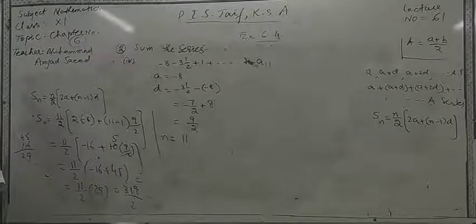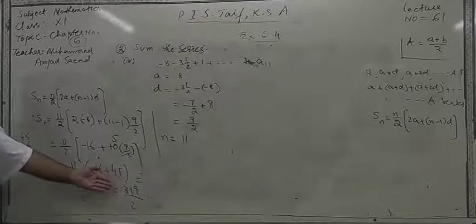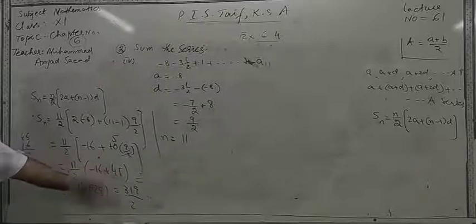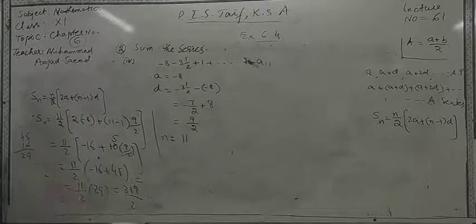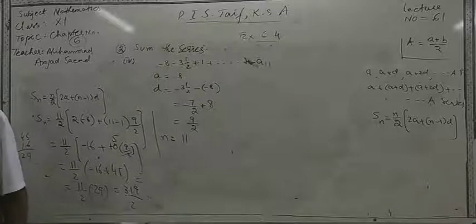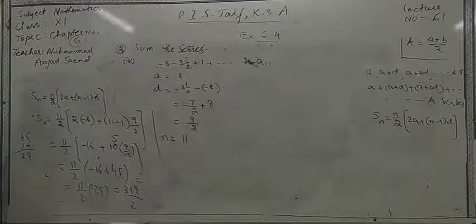So this is 159.5. No need to divide that. You can leave this answer as it is. Okay. After that, we have part number 6.